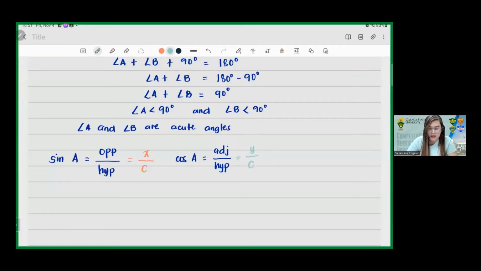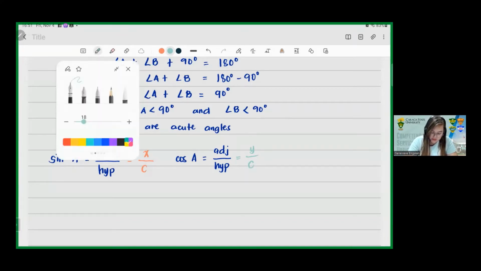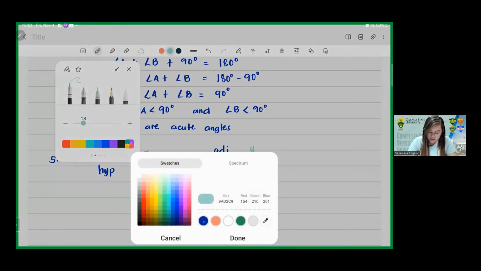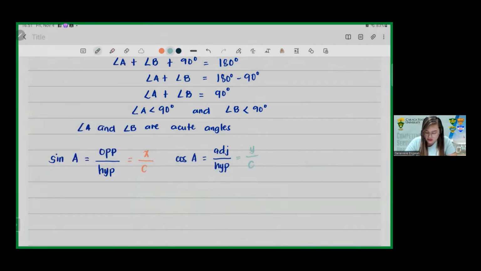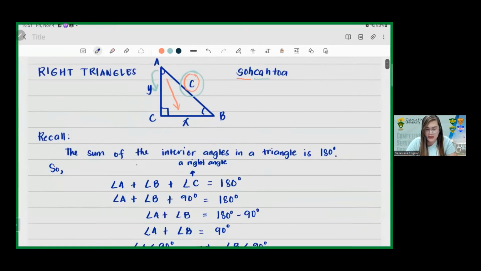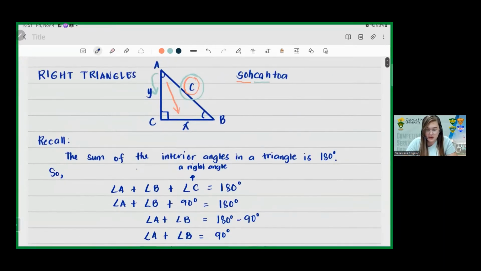Then the tangent is opposite over adjacent. Tangent is TOA. Tangent A is opposite over adjacent. The opposite of A is X and its adjacent is Y. So the tangent of A is X over Y.